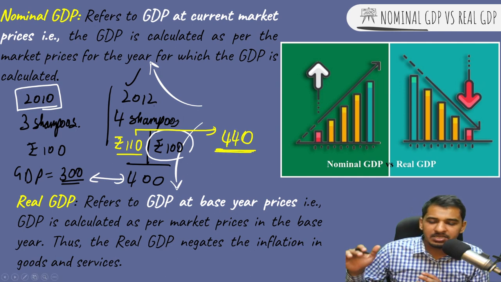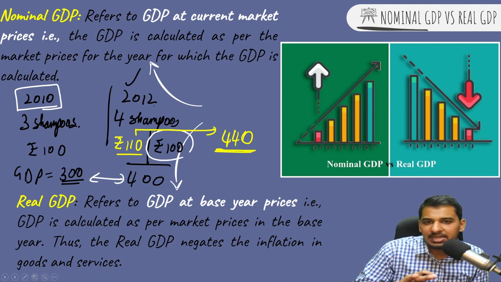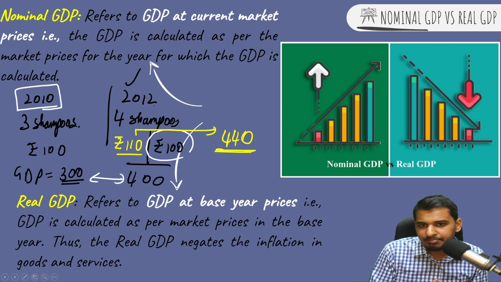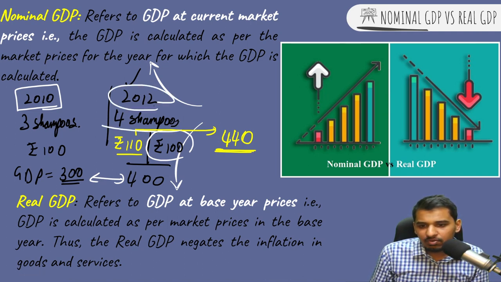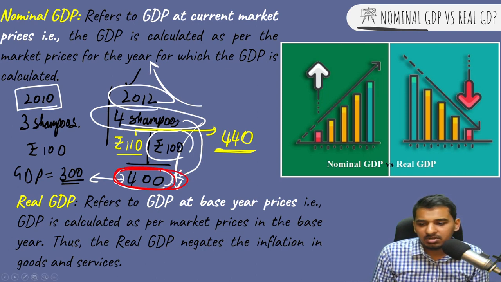In case of real GDP, you just take the prices at base year. You see the total value of goods and services produced in the current year at base price. The current year is 2012. There are 4 shampoos produced. So their base price value is rupees 400. This is how you calculate real GDP.